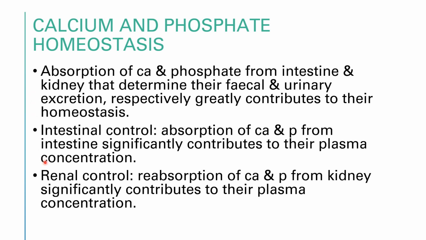And this homeostasis has two types of controls. One is intestinal and the other is renal. So intestine and kidney are the main controlling organs for calcium and phosphate. Intestinal control: absorption of calcium and phosphate from intestine significantly contributes to their plasma concentration. And renal reabsorption of calcium and phosphate from the kidney significantly contributes to their plasma concentration.